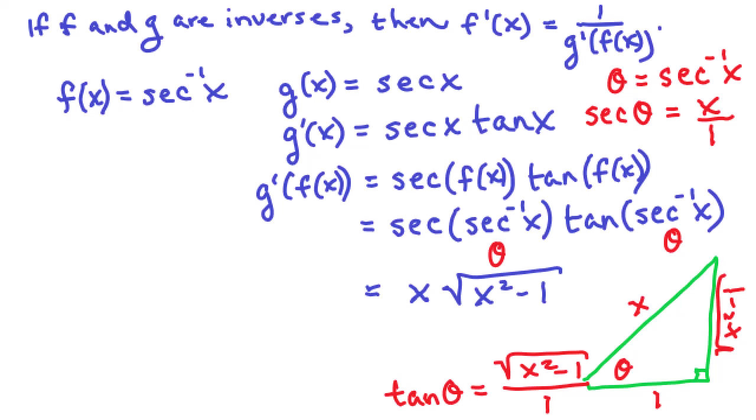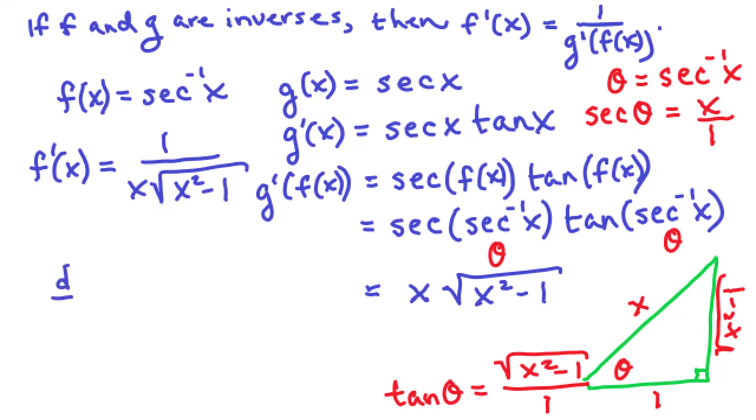So now that we've found g prime of f of x, we're ready to find the derivative of the inverse secant function. We have f prime of x is the reciprocal of what we just came up with. So we just put 1 over x times the square root of x squared minus 1. So in summary, the derivative of the inverse secant function is equal to 1 over x times the square root of x squared minus 1.